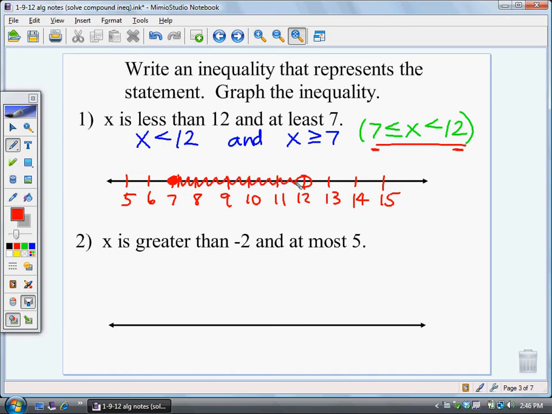Okay, number 2, where it says x is greater than -2 and at most 5. If x is at most 5, then that means that x is less than or equal to 5. So it's very similar to the one we just did, only it says at most. And this one, when you do it, you're going to get the -2 here, x in the middle, there's the 5, and so you have your beginning points again.